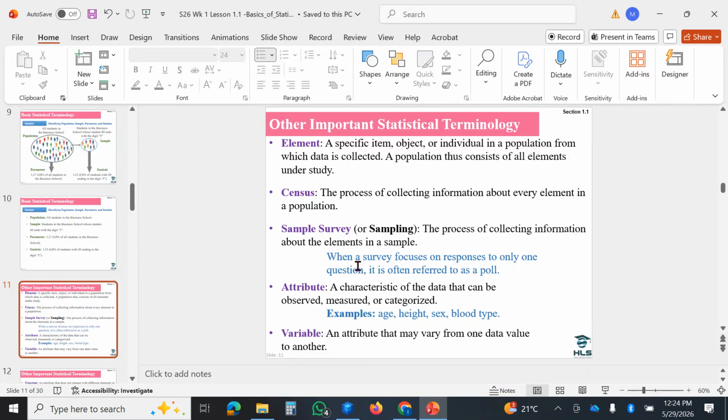When a survey focuses on responses to only one question, it is often referred to as a poll. So when a survey only has one question, it's a poll. Attribute, a characteristic of the data that can be observed, measured, or categorized. An attribute would be age, height, sex, blood type. And a variable is an attribute that may vary from one data value to another. We'll get more into these as we go.